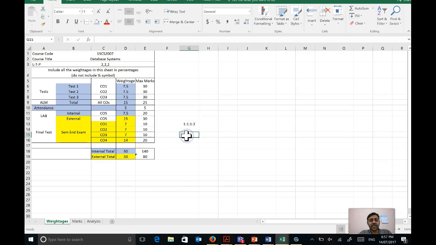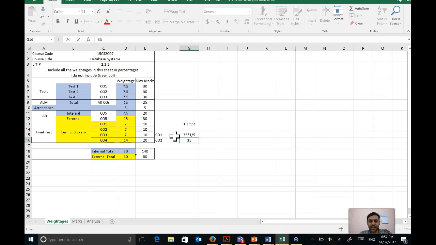Right? So how do you do that? So 35 times 1 divided by the total. What is the total of this? 5. That gives me 7 marks. Where did I get this 1 from? That is from this ratio. So that's for CO1. And for CO2, how do I get it?